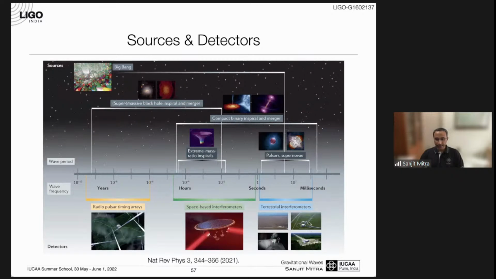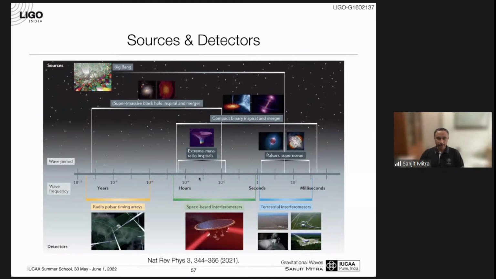These are the terrestrial detectors, and they cover this band. You can see this is the wave frequency, and the period is also mentioned there. This is the frequency in hertz, so this is 100 hertz, like the audible band we are observing right now. But we have observed only one kind of source so far, the merger of compact binaries. There are more sources which are predicted but not yet observed: supernovae, pulsars, which we talked about.